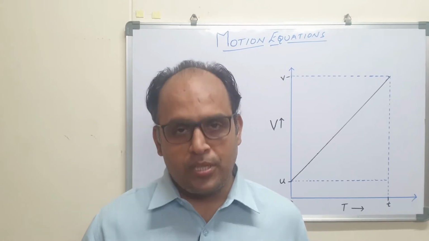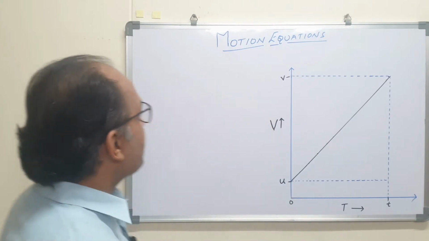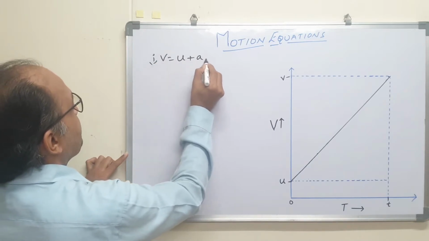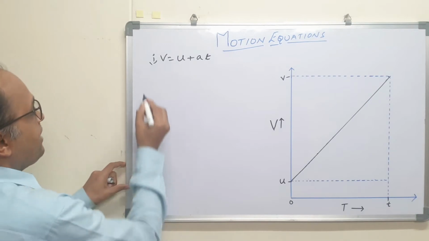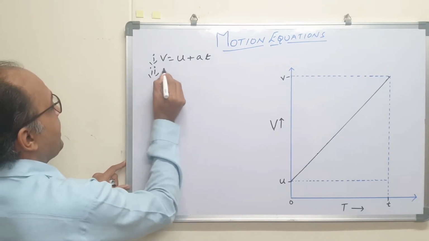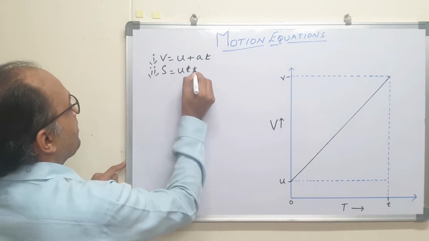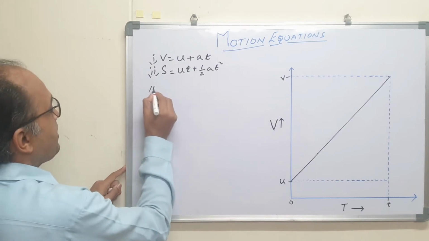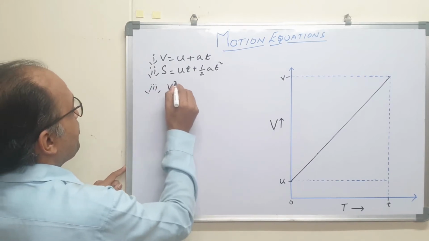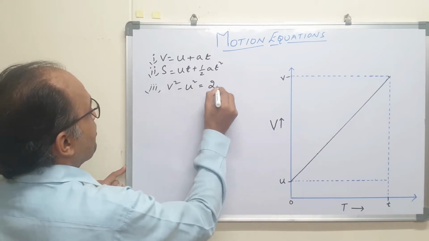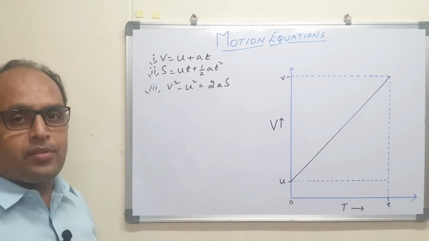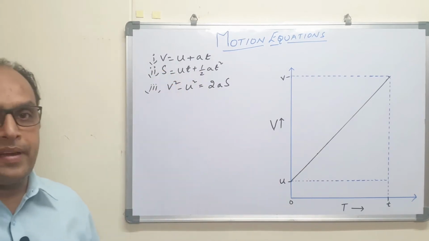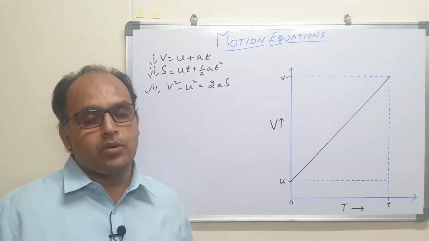Now first let us discuss what are those motion equations. We have three motion equations over here primarily. The first one is V is equal to U plus AT, and the second one is S is equal to UT plus half AT square, and the third one is V square minus U square is equal to 2AS. So we have these three motion equations. V is equal to U plus AT, S is equal to UT plus half AT square, and V square minus U square is equal to 2AS.